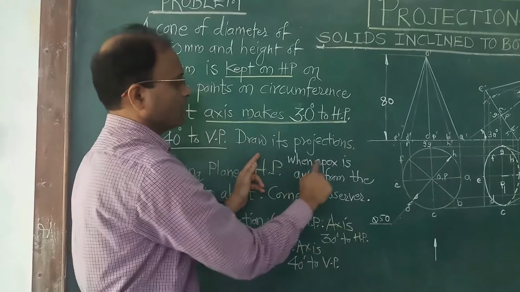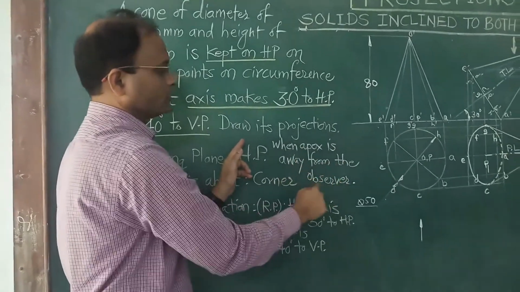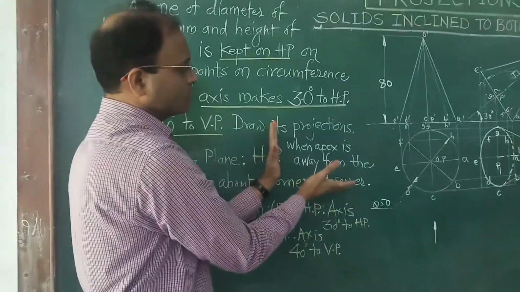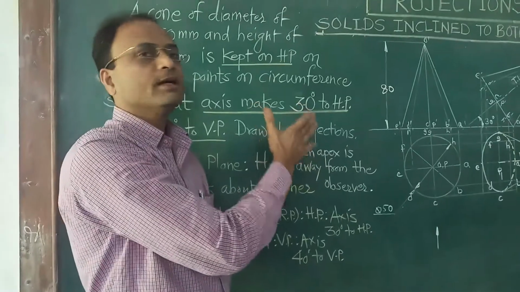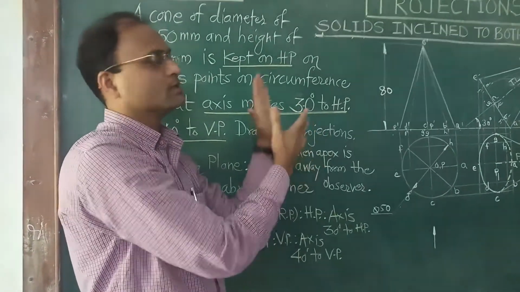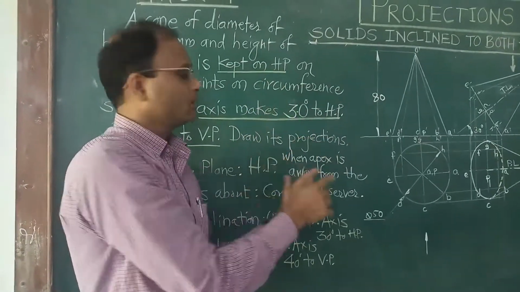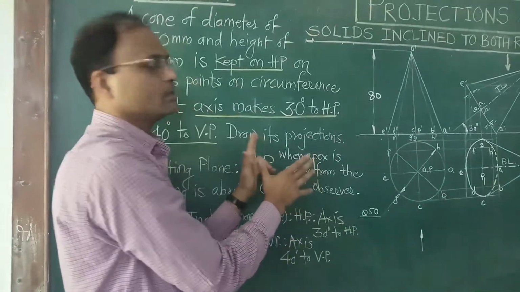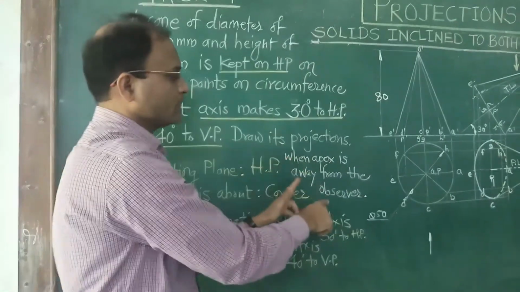This is the condition when the apex is away from the observer. So in this condition we have to only take care in the final position, that is in the second inclination. We have to take some care to satisfy this condition. Let us see how we can satisfy this condition.